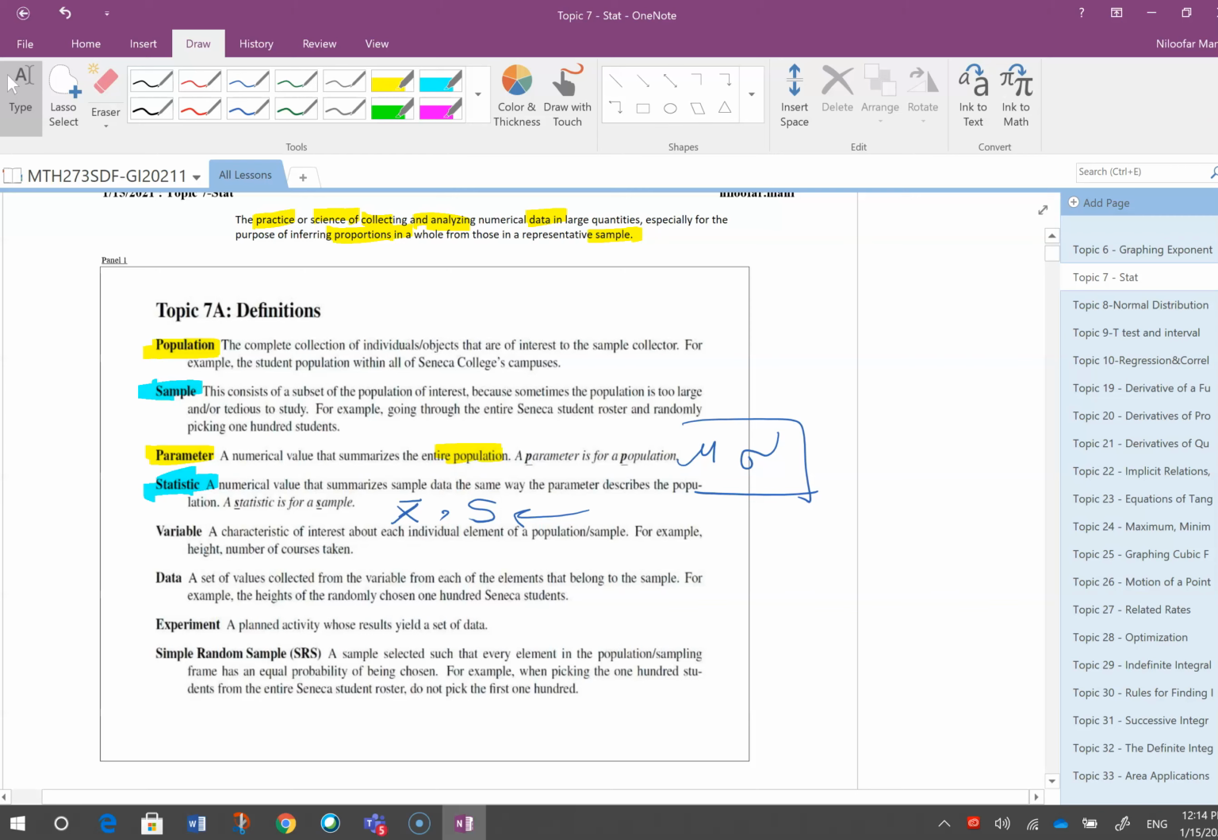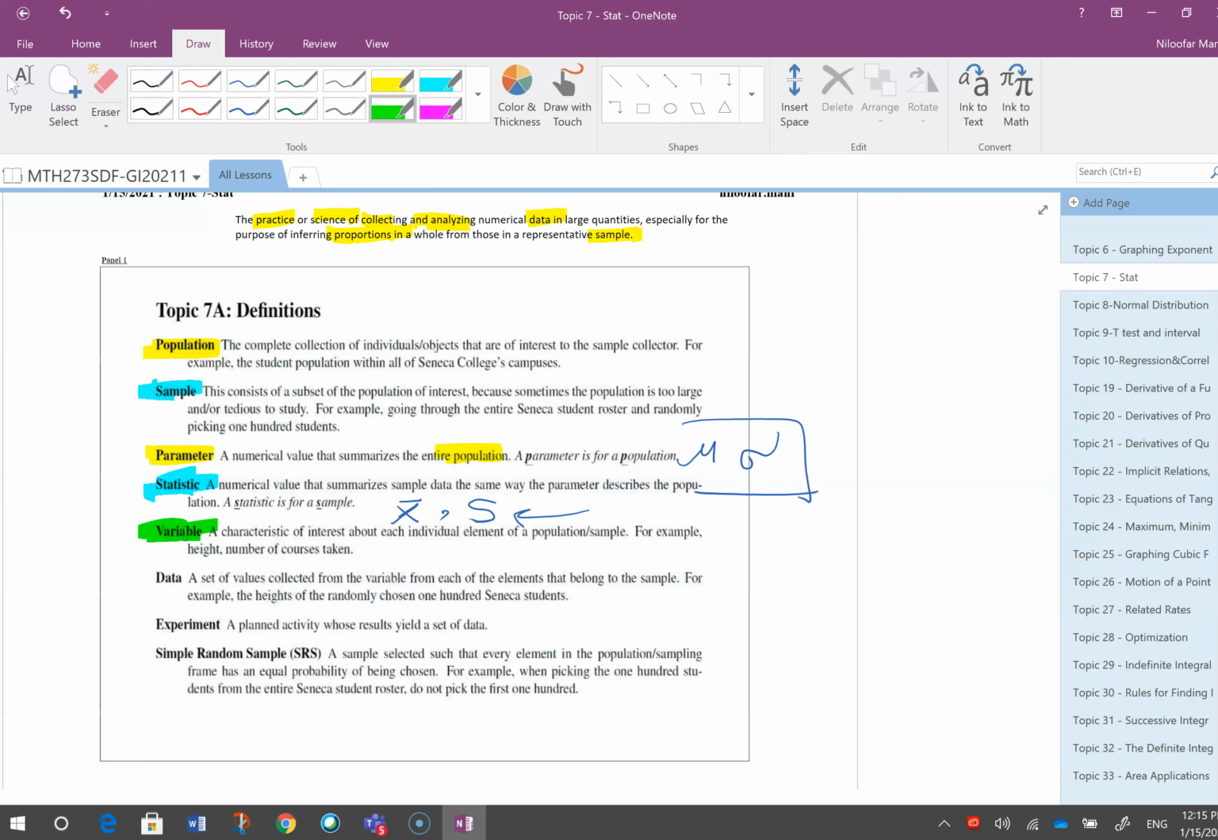A variable is what you consider. For example, for the whole population, you want to work on their height, or you want to see how many courses they have. So you talk to a sample and ask how many courses they have, and you collect these data. So this is a variable, what you are going to consider to do research about.